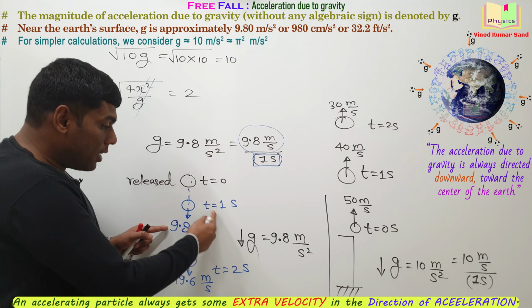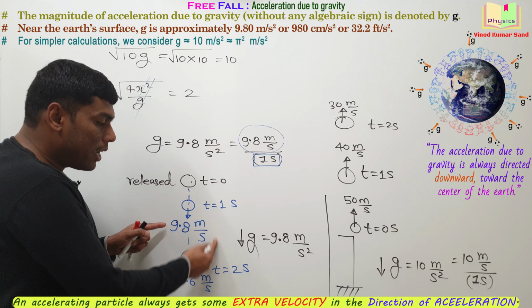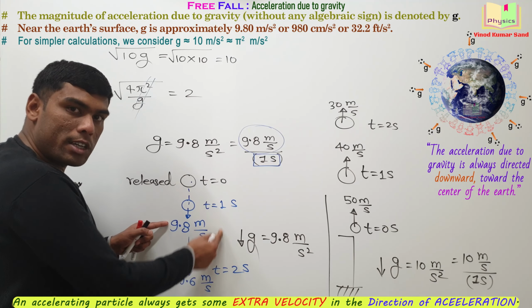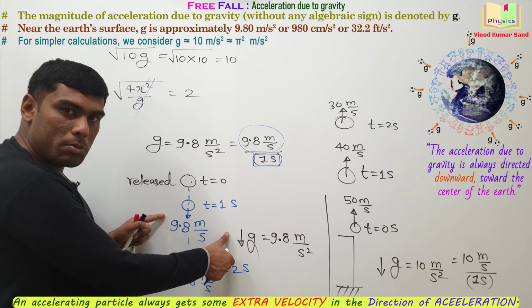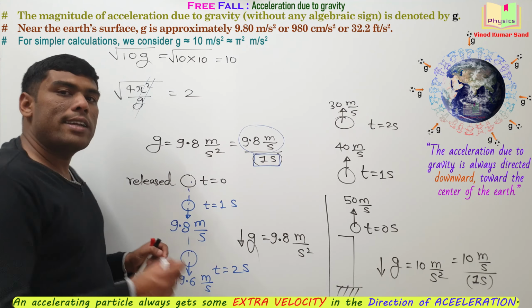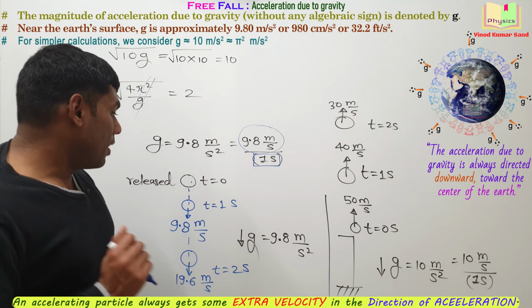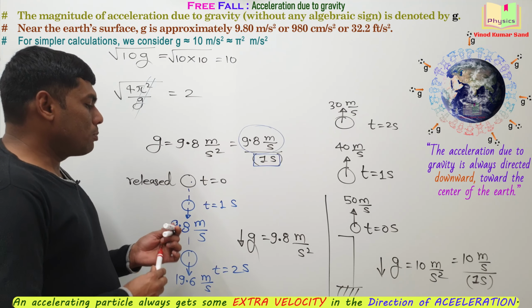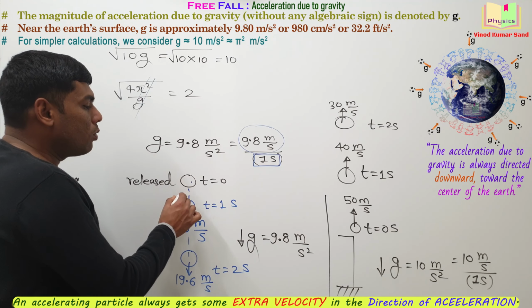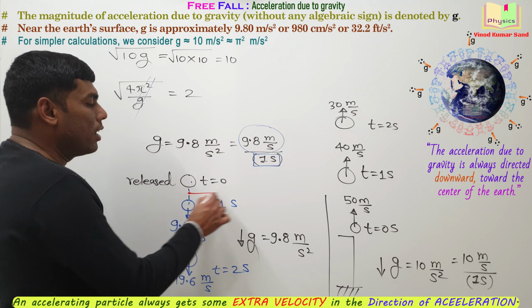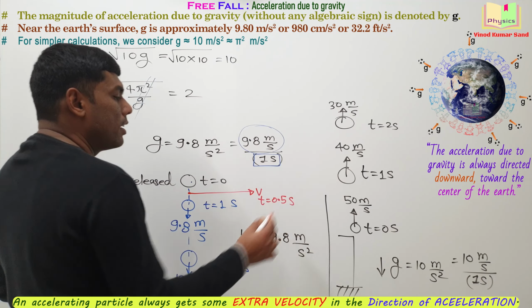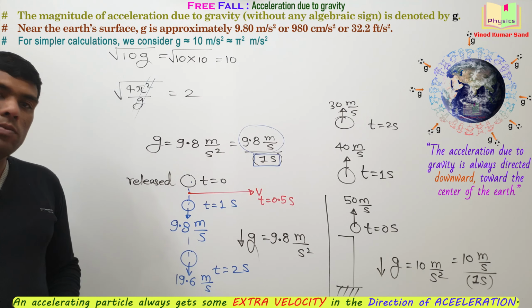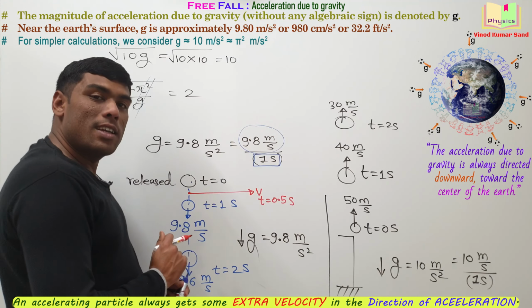9.8 meter per second. In the next 1 second, it will gain an extra 9.8 meter per second. So this 9.8 meter per second plus the extra 9.8 meter per second is 19.6 meter per second. Let me ask you another conceptual question. If I ask you what is the velocity of this ball at t is equal to 0.5 second, then what should be your answer? Use this thing.